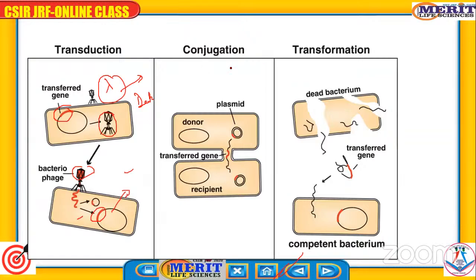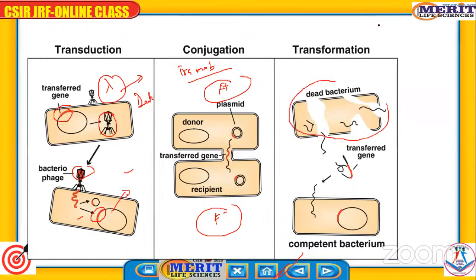And if you are talking about transformation, it is a different way of taking up DNA, because here a dead bacterium releases lots of DNA into the environment, and this DNA gets fragmented into pieces. A competent bacterial cell can take up this kind of DNA. There is natural transformation, and there is artificial transformation. In the laboratory, we basically employ the artificial way of transforming bacteria if we want to transfer a gene. This is the old technique.